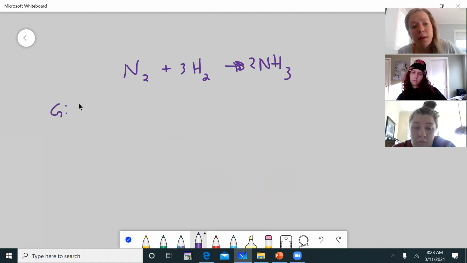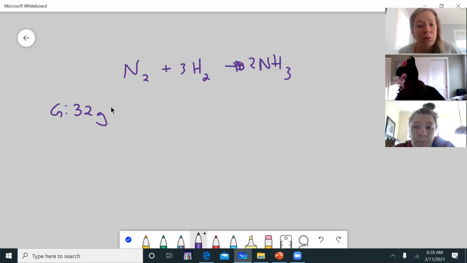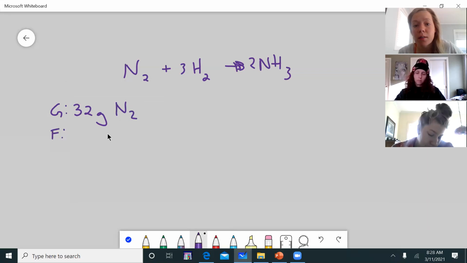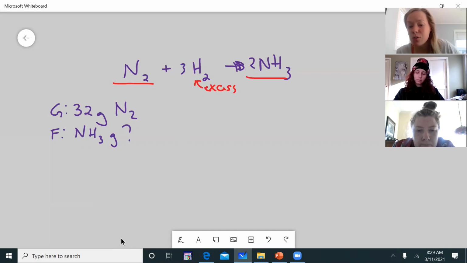And we are given that we have 32 grams of the N2. And I want to know potentially how much product we could get. So NH3 in grams. How much of that can we have? So we're going from here to here. We don't really have to worry about the hydrogen. We can just assume that this is in excess. If it doesn't tell you it's in excess, or if it doesn't tell you anything about it, you can just assume you have more than enough.